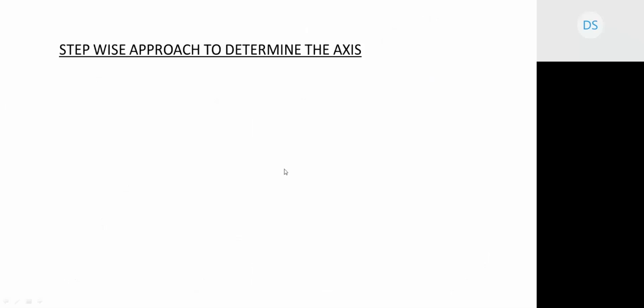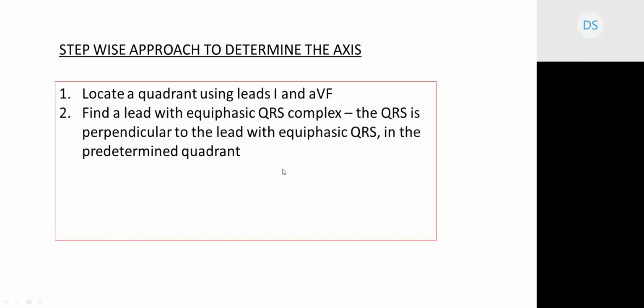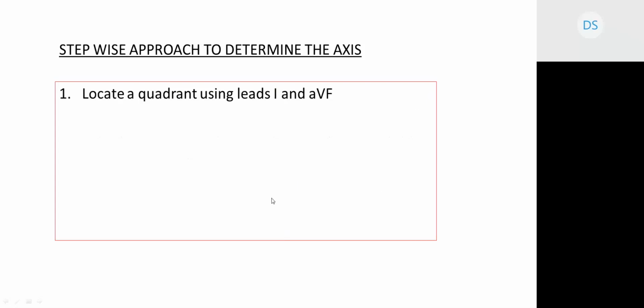Once you narrow down the quadrant using lead 1 and AVF, after that try to find the lead which has equiphasic QRS complex. That means if I subtract the negative from the positive deflection, I'll be 0 or close to 0. That is called a null deflection or equiphasic QRS deflection. Then your QRS is going to be perpendicular to that lead with equiphasic QRS. And you need to stick to that predetermined quadrant.